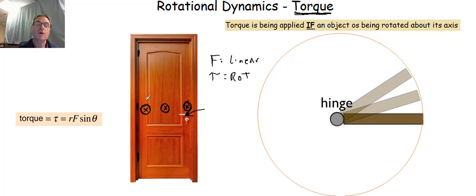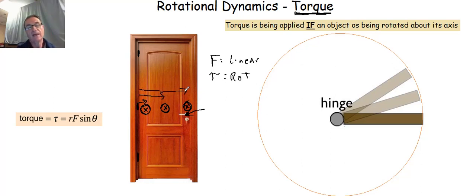So anytime we're going to rotate an object and get an object to spin, and indeed the door is spinning, we can't just look at the force applied to the object that we're trying to rotate about a central point, but we have to talk about something called torque. So the distance from the hinge, if this is the hinge here, makes a difference.